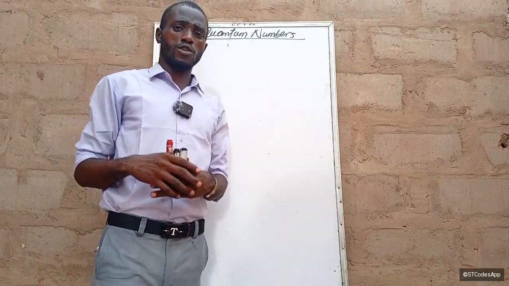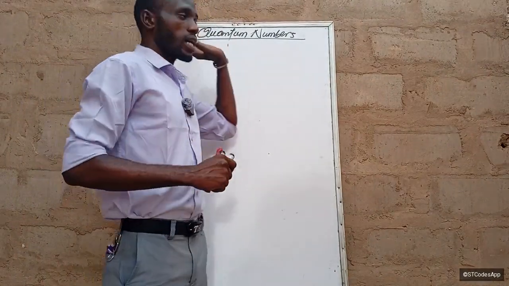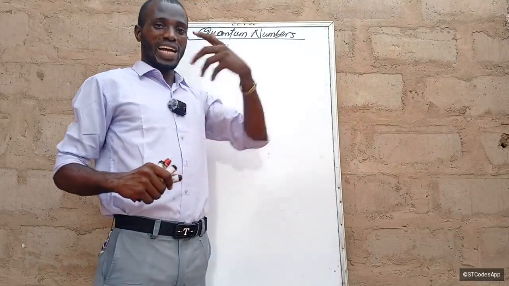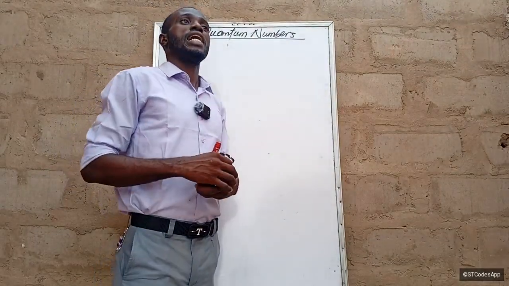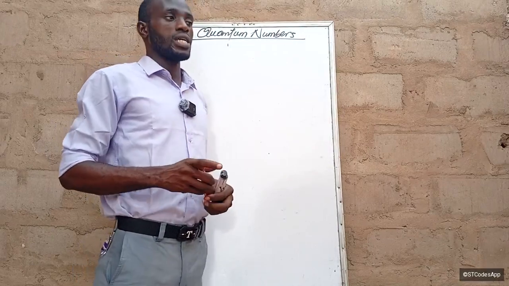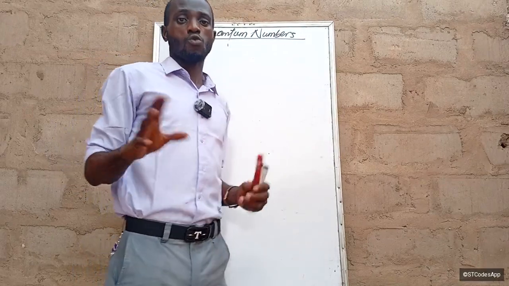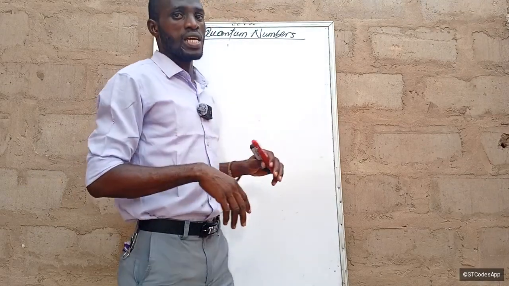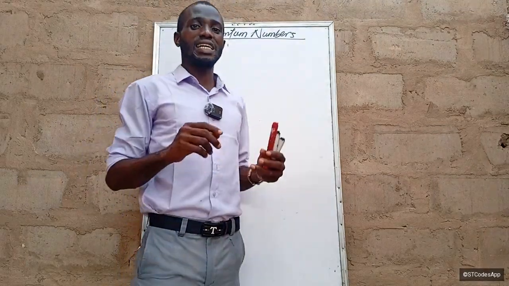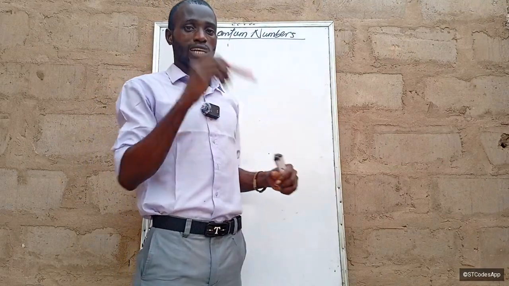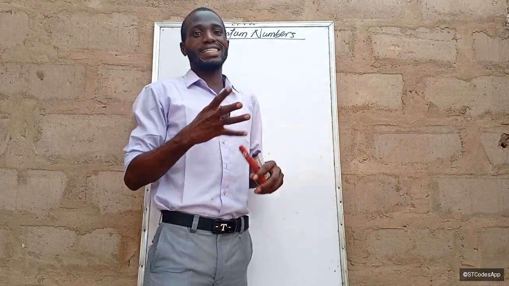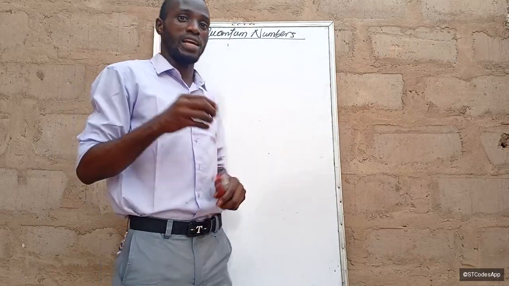In this short video, I'm going to be showing you quantum numbers, how to calculate or how to find them. Now listen, the first thing you have to know is why we need them. Why do we need quantum numbers? Quantum numbers are numbers that designate the exact position, or that can predict the position, of a particular electron.